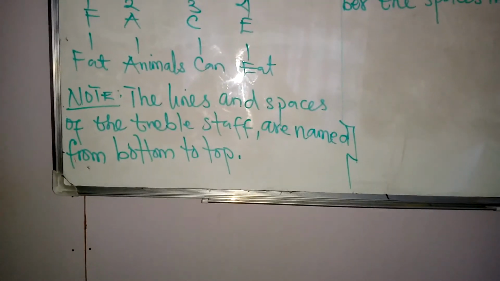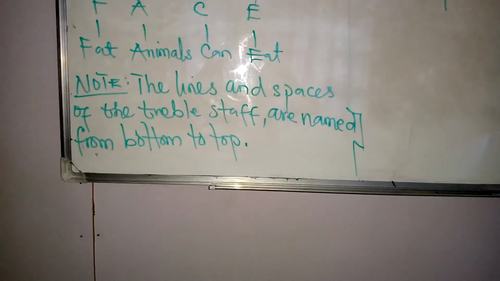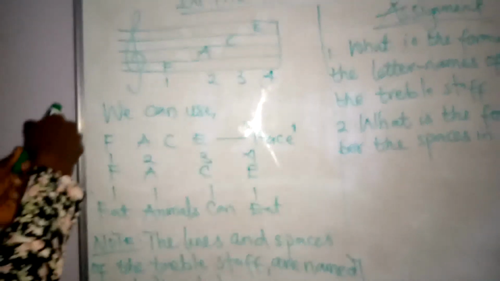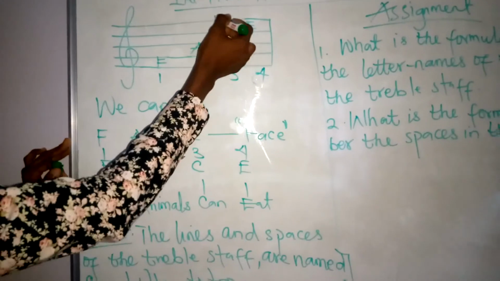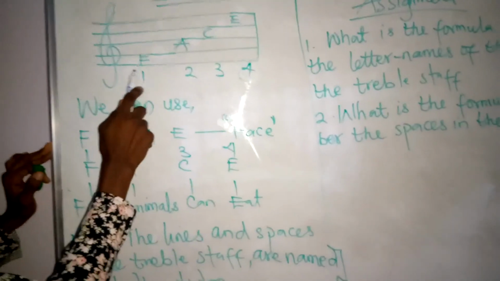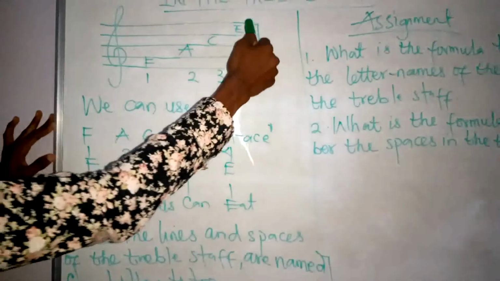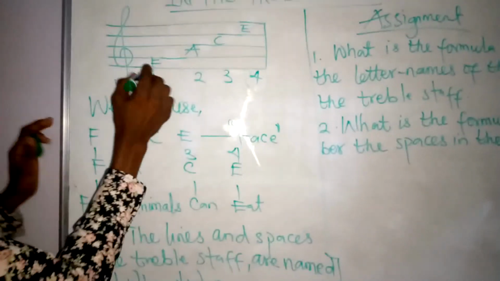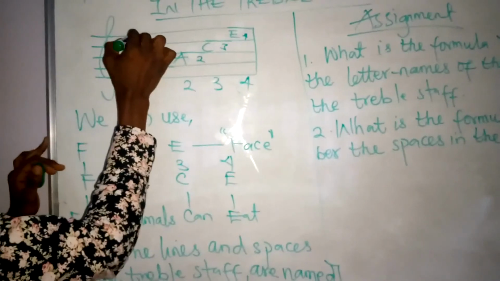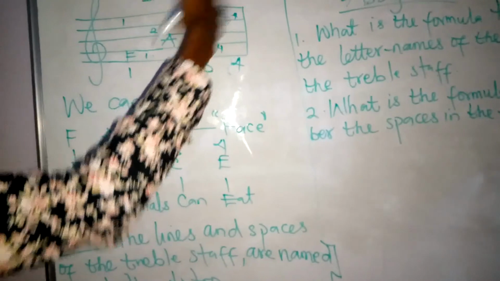Now take note that the lines and spaces of the treble staff are named from bottom to top. Here, it is taken from the bottom part to the top, not from the top to the bottom. You count 1, 2, 3, 4, 5 from the bottom, or you can count 1, 2, 3, 4 spaces from the bottom. This is 1, this is 2, this is 3, and 4. Not this way. You count it upwards, not downward.